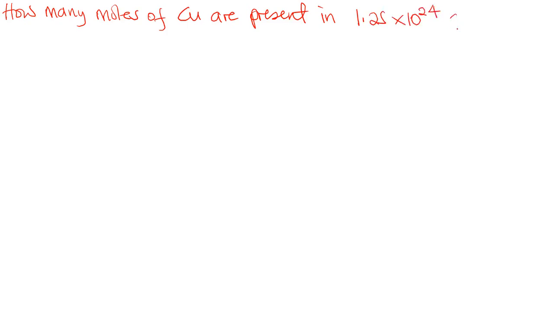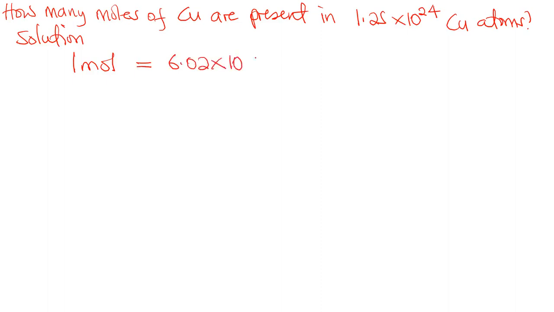How many moles of copper are present in 1.25 times 10 to the power 24 copper atoms? As with the previous question, we need to indicate the conversion factor. The conversion factor says 1 mole of copper is equal to 6.02 times 10 to the power 23 atoms of copper.